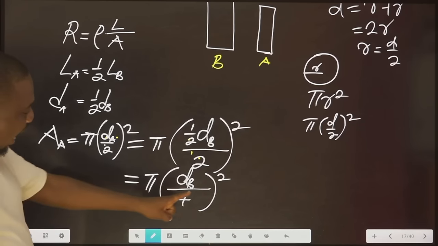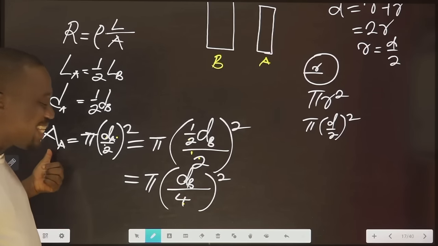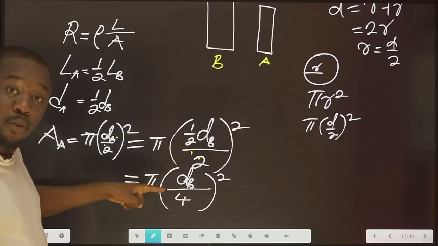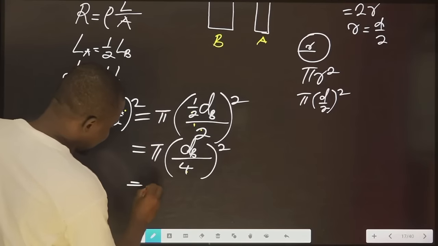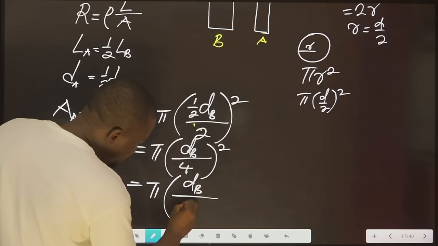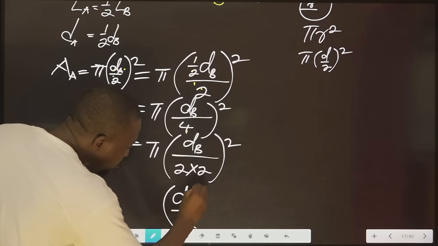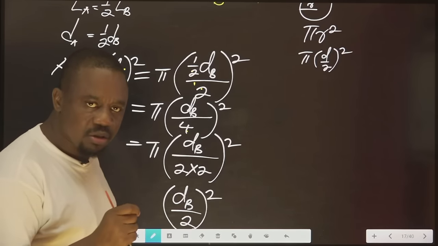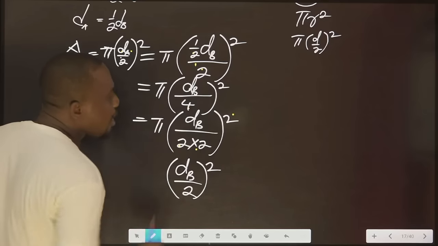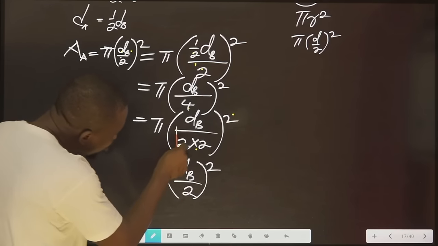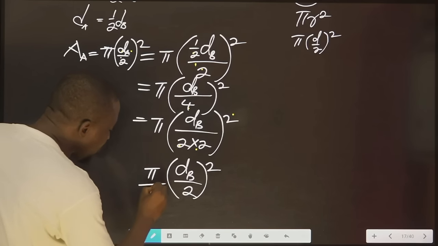But what I want to do now is to make this one dB over 2, because I want to relate the area of A to B. That's what I'm going to do. So I want to pull this into two parts. Let me write it in another line. This is 2 times 2, right? This is still here, because I want to get this over 2 squared, so that this becomes the radius of B. That means this second 2 needs to leave. But remember, the 2 holds this raised to power 2. So when it comes out of this bracket, you need to apply the square on it to have 4. So therefore, this becomes this over 4, like this.